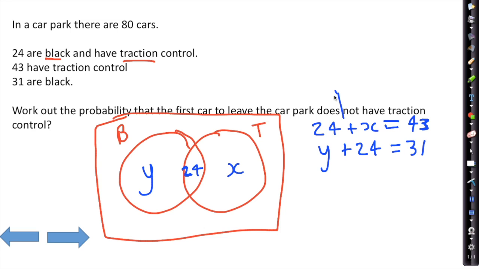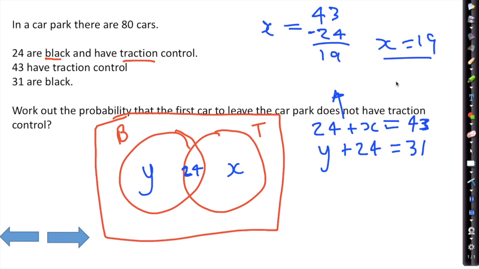So let's take this equation first. If 24 plus x equals 43, then if we take away 24 on both sides, 43 subtract 24 is going to give us 19. So x is 19. Y is, so if we carry on down here, minus 24 on both sides. And you're going to get y equals 7.